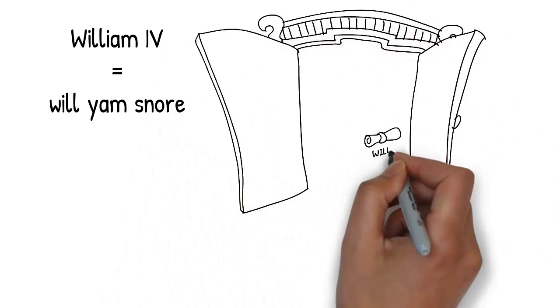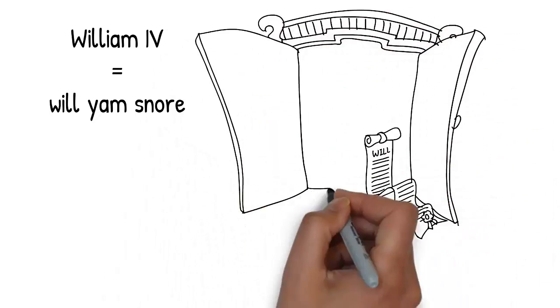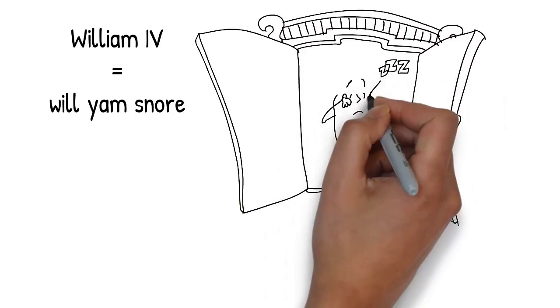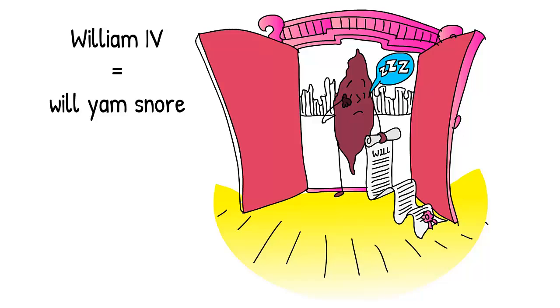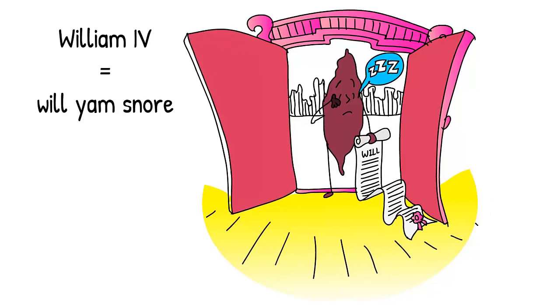After George IV was William IV. This time we'll use Will Yam Snore. The bright pink door bursts open to reveal a yam with arms and legs holding a long will. It's a will yam. The will yam is standing up, but it's asleep, and there's a speech bubble with Z's because the will yam is having a snore. Now, when you imagine that will yam having a snore, that will link in your mind to William IV.